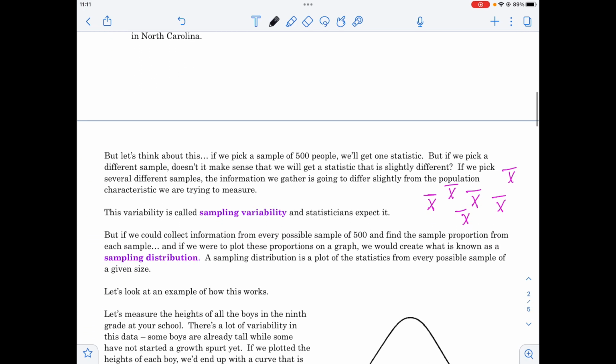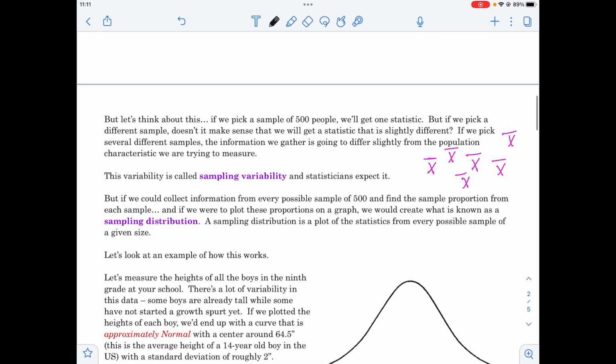Now, let's think about if we pick 500 people and we get a statistic. So we just did one sample of 500 people and we get, say, the average. The average is written as x bar, which means the average of the sample. But let's say we do this over and over and over again. 500, 500, 500, different random samples of the same population. We're going to have a lot of these x bars, and their little averages are going to be slightly different. They're not going to be exactly the same, and we expect that as statisticians. This is called sampling variability.